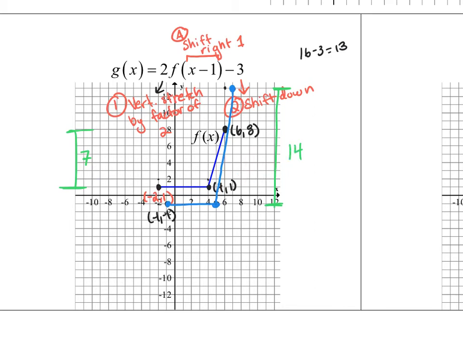You can easily see the shift right 1. The shift down 3 is a little bit trickier to see because there was actually a stretch before there was a shift, so you can't really see that shift down 3 effectively on this graph unless you follow the points through in order.